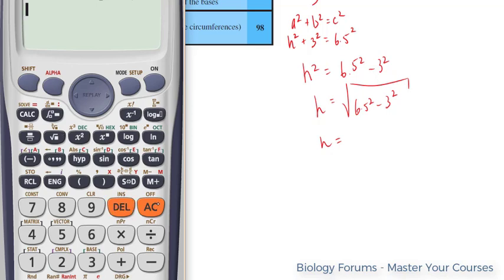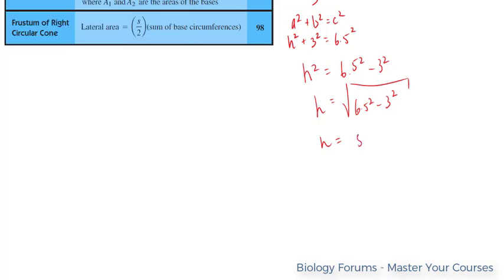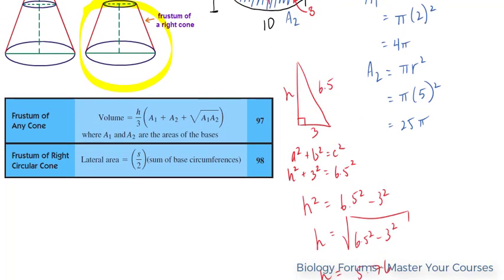I think we lost it. Let's try it again. 6.5 to the power of 2 minus 3 to the power of 2 equals 5.76. Great. Now we have everything we need.